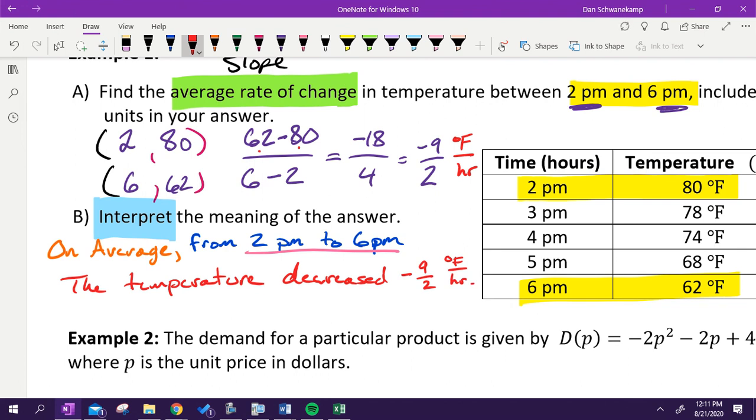What I just wrote was wrong. Don't write that. What did I do wrong here? I made a little mistake, but it's a big mistake. What did I do wrong?